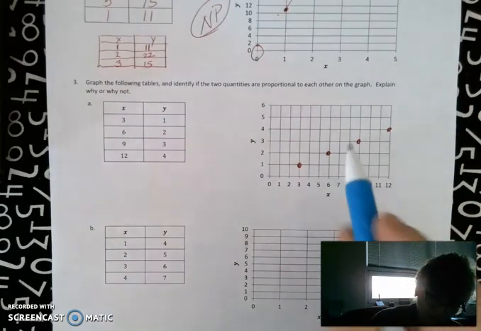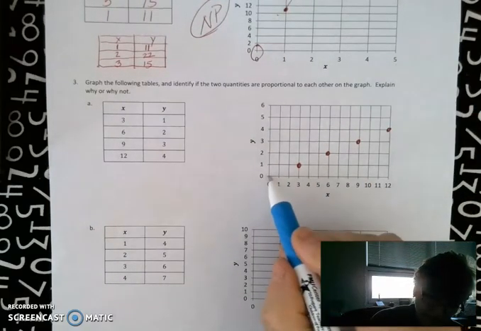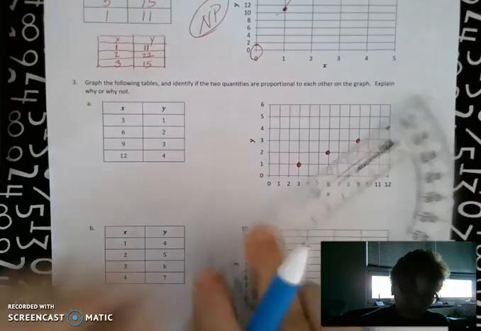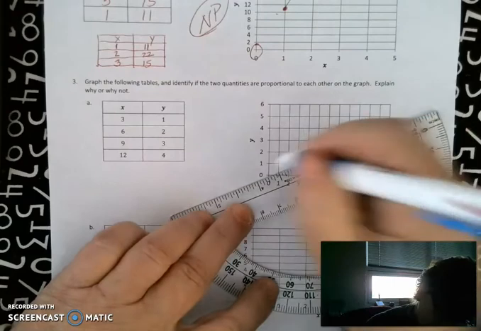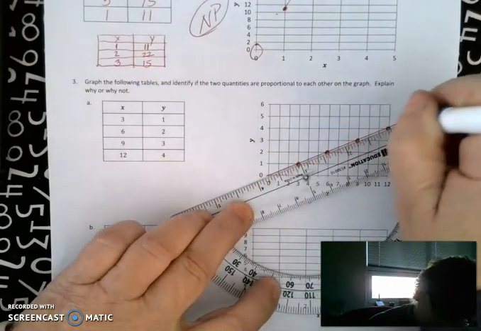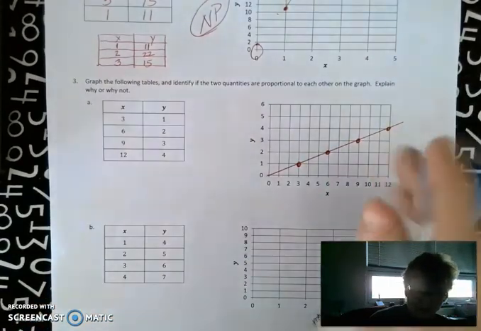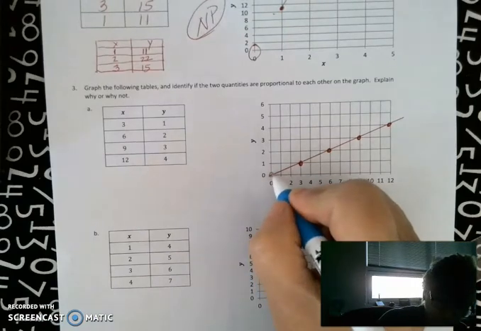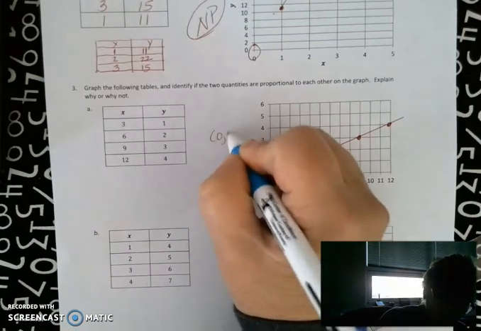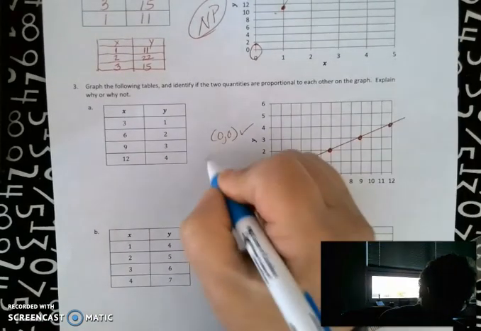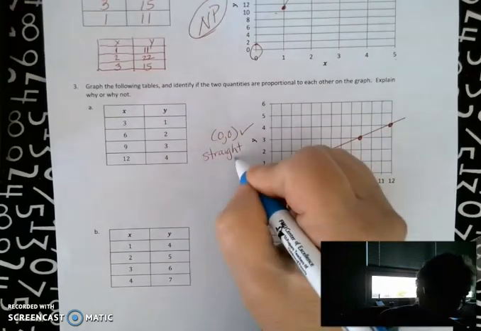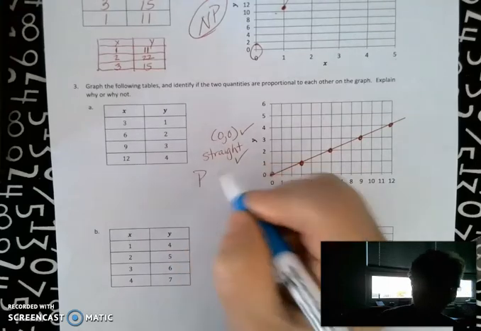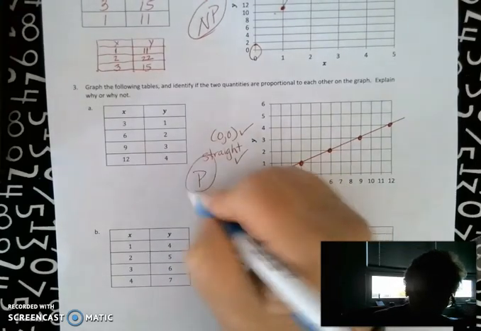Now I can look, and I need to find out if it's going to go through 0. So if I connect my points, I see that I do cross through the origin. So 0, 0 works, and it's straight. So it is a proportional relationship.